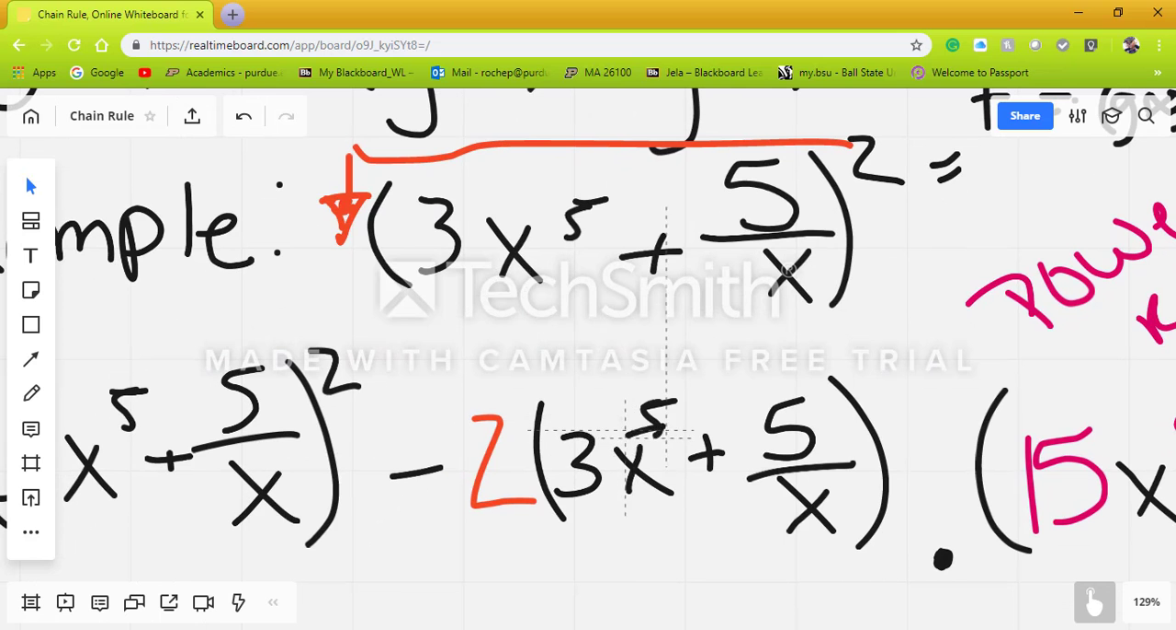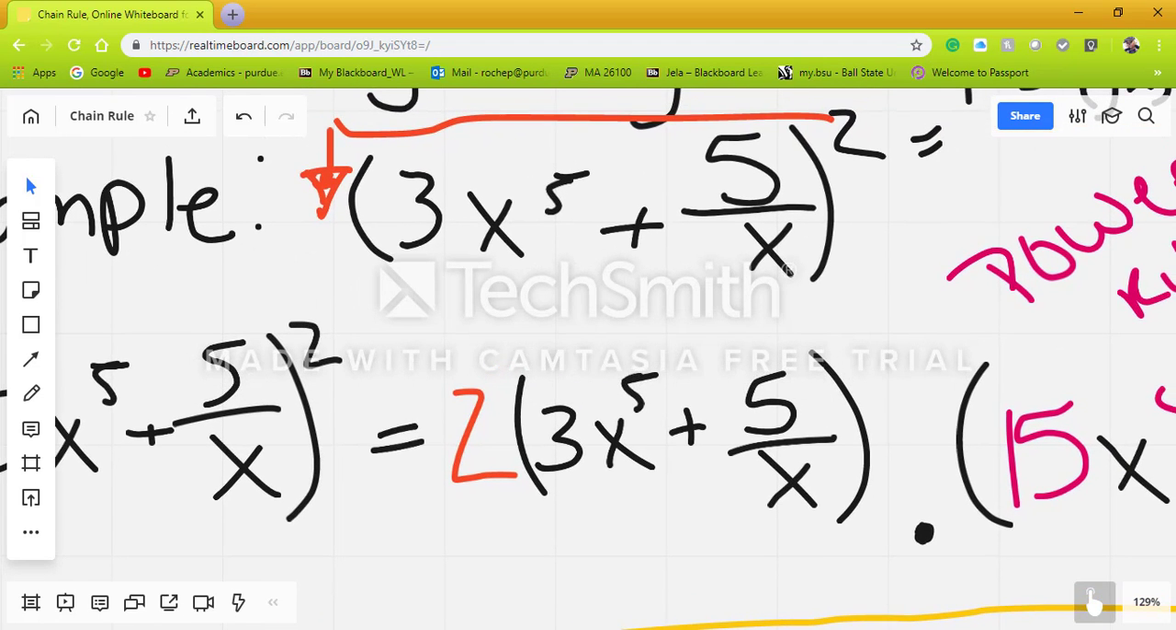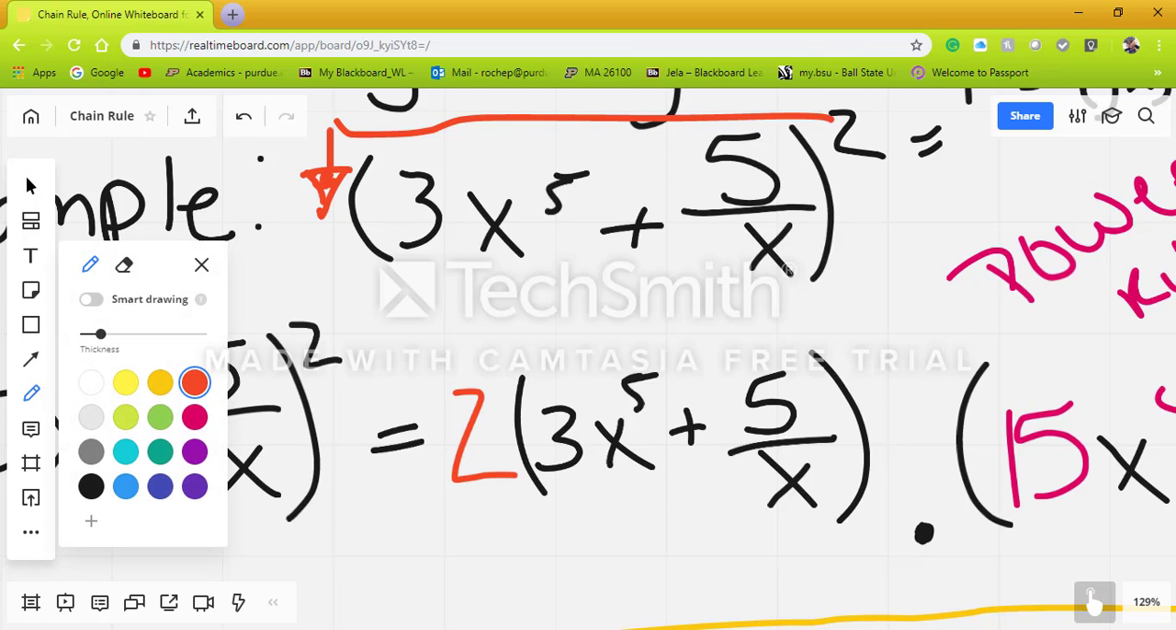So then the derivative of 3x to the 5th plus 5 over x, squared, is going to equal the derivative of the outside function, as said earlier. So this becomes 2 times, you keep what's in the parentheses the same, so it's 3x to the 5th plus 5 over x. Now that we have done the outside function, we are going to do the inside function, so g prime of x.